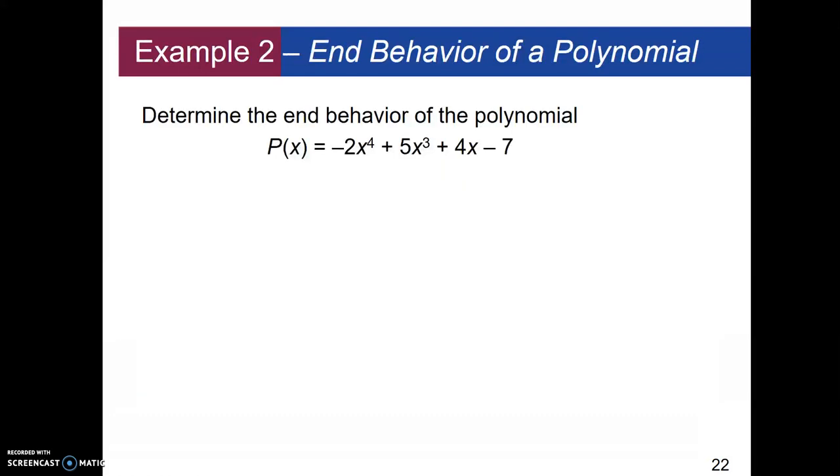All right, so we're trying to determine the end behavior of this polynomial. It's very easy. We can ignore the 5x cubed plus 4x minus 7. We just focus on the minus 2x to the fourth, that leading coefficient. The negative 2, so it's negative, and then 4 is the power. 4 is an even number, so negative and even.